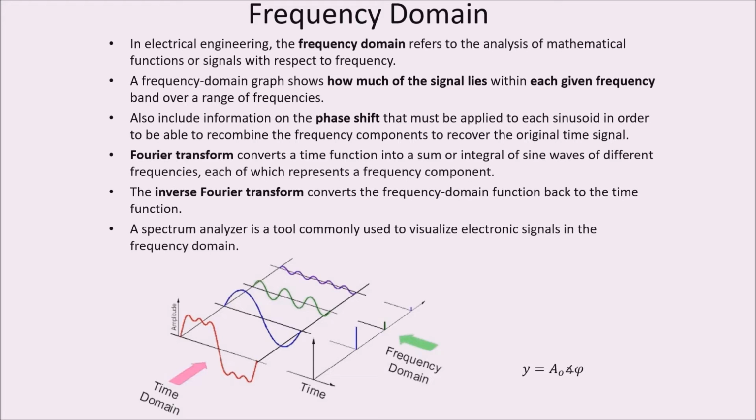In this course, we will discuss only a simple sinusoidal wave that can be expressed with a sine or cosine function. In frequency domain, a sine or cosine function is expressed with its amplitude and phase angle. Look at the mathematical expression of the function y with amplitude a0 and phase angle phi.